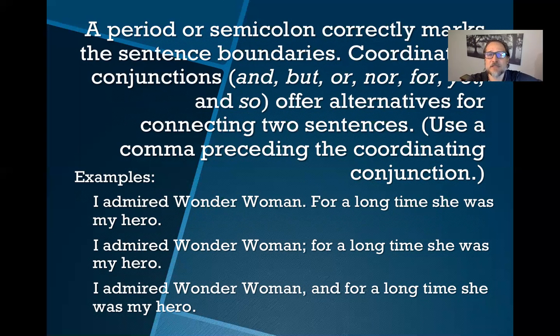For a long time, she was my hero. Totally great. I admired Wonder Woman; for a long time, she was my hero. What does a semicolon simply do? It says, hey, these two are connected a little bit more than just a period. A period says this is separate, and then this is separate. Then they're just kind of vaguely associated because they're just nudging up against each other, right? Because it's this sentence and this sentence, and there's a long period.